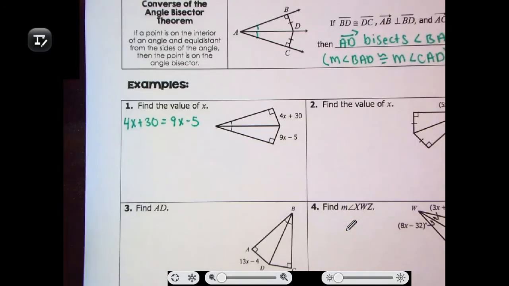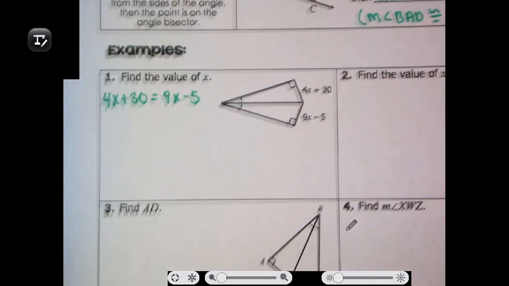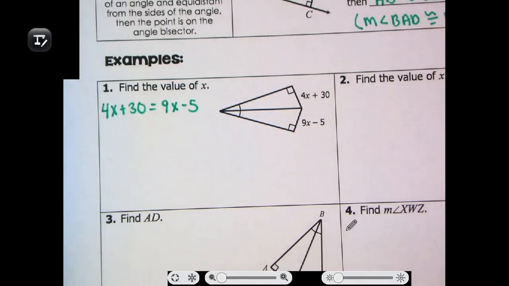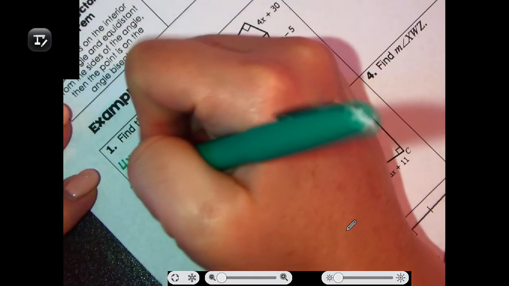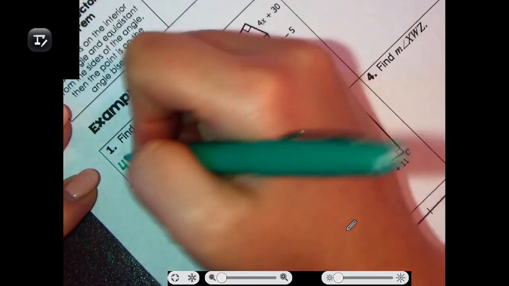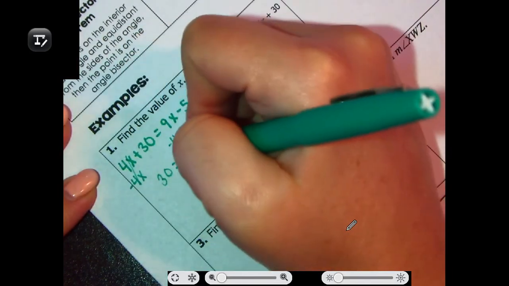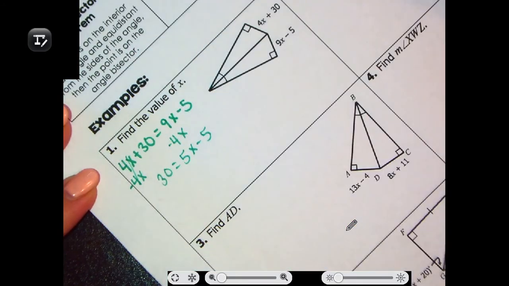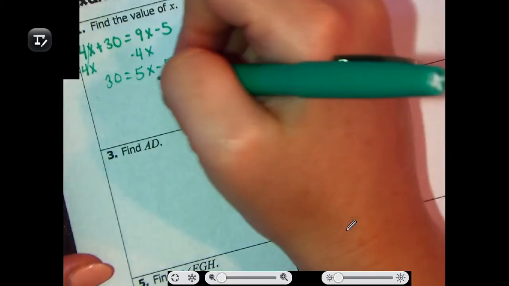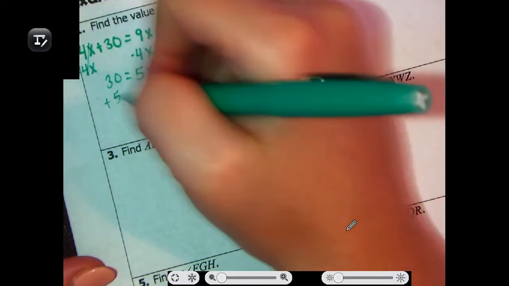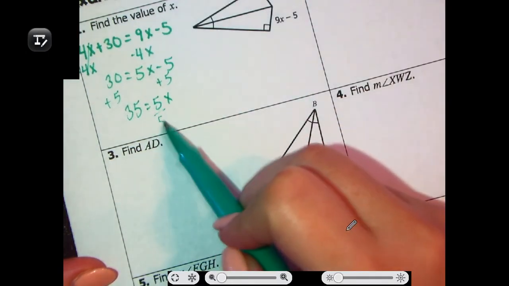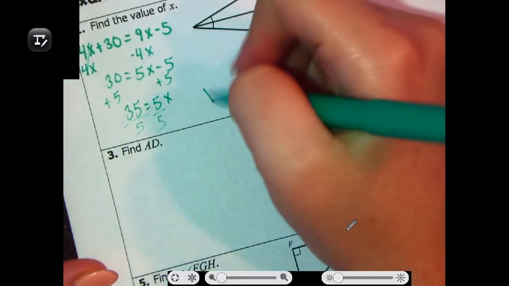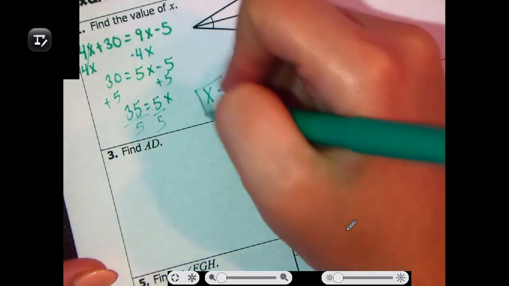Of course, if you would like to do that on your own, feel free. I'm just going to go ahead and do it here, and then I'll give you some others to try as well. So I'm going to subtract 4x from both sides. So 30 equals 5x minus 5. Add 5 to both sides. 35 equals 5x. And then I'll divide by 5. So x is 7.